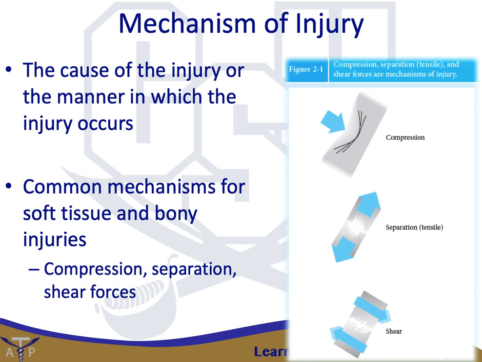Lastly, shear forces are applied to the body when one or more forces move across the tissues. If more than one shear force crosses the tissues, the forces typically move in opposite directions. When this occurs, it can cause a twisting motion as the body part or the tissues move in opposite directions.